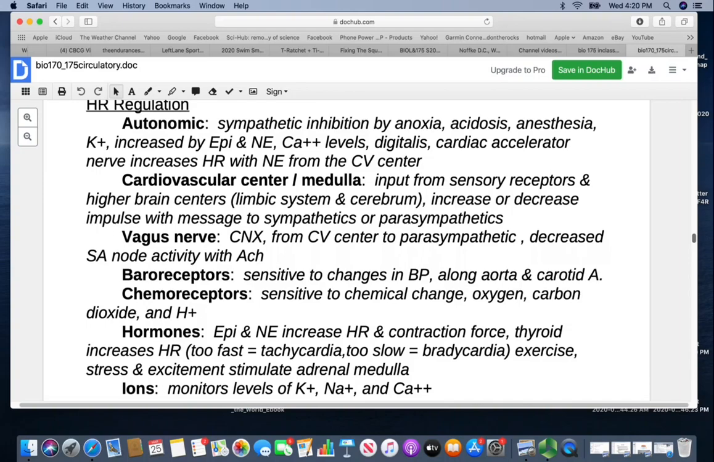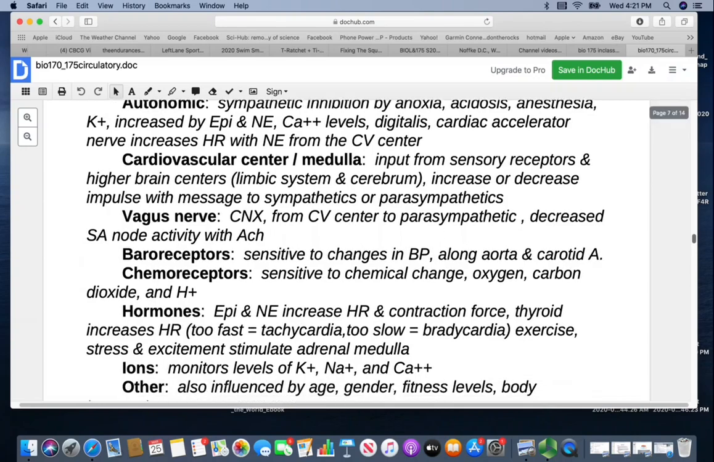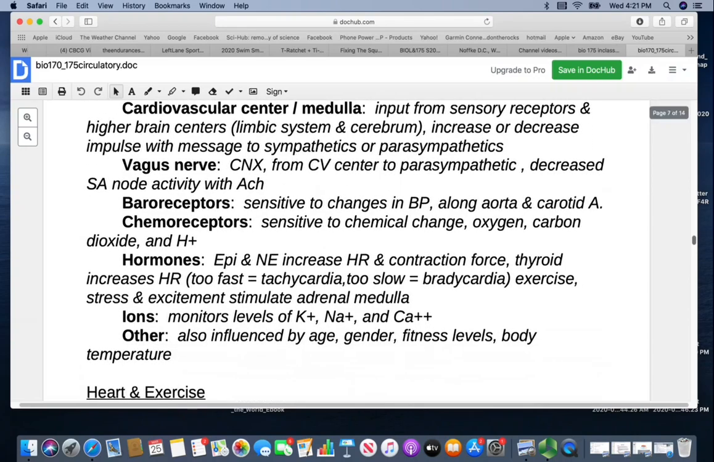So we have baroreceptors that will sense pressure changes. These are located along the aorta and the carotid artery. So with the carotid artery, it wants to make sure there's adequate pressure to the head, and with the aorta, making sure there's adequate blood flow coming out of the heart. We also have chemoreceptors that will sense chemical changes, such as changes in levels of oxygen, carbon dioxide, and the hydrogen ion. Other hormones can influence this.